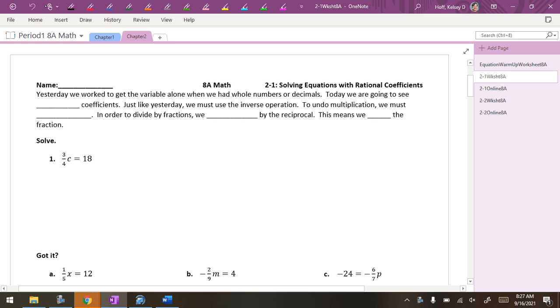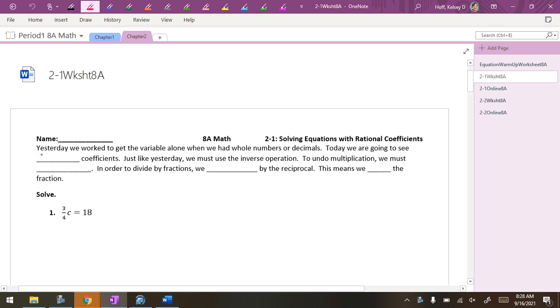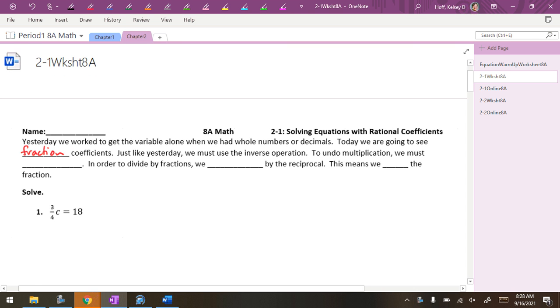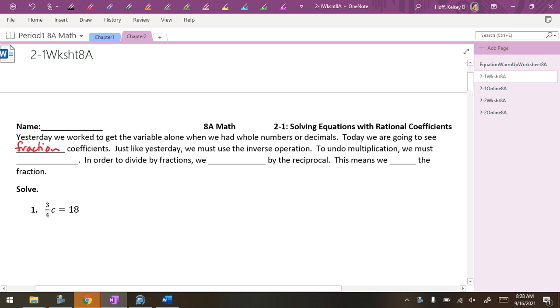Blanks here. So yesterday you guys did a fantastic job. We worked to get our variable alone, had to pay attention to plus and minus signs or if you were multiplying. So today we're going to see fraction coefficients. That first blank is the word fraction. So now the number in front of our variable is going to be a fraction today.